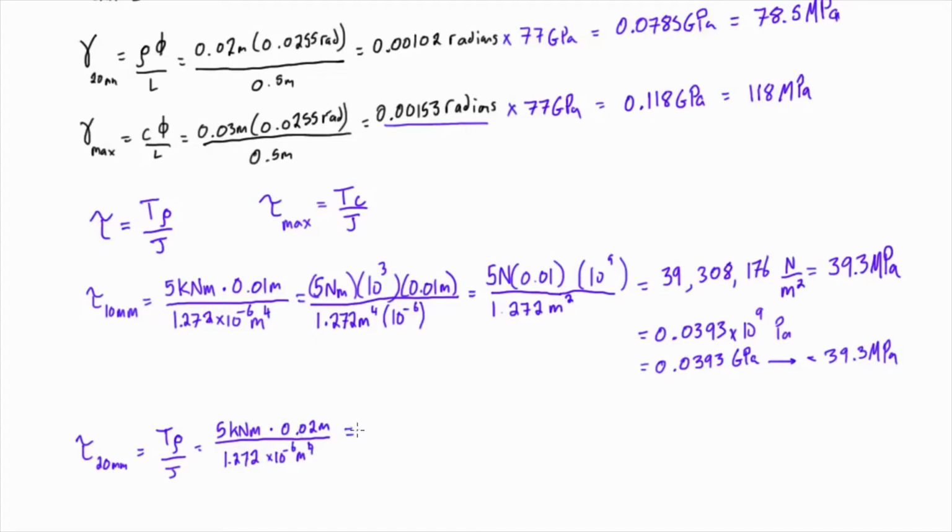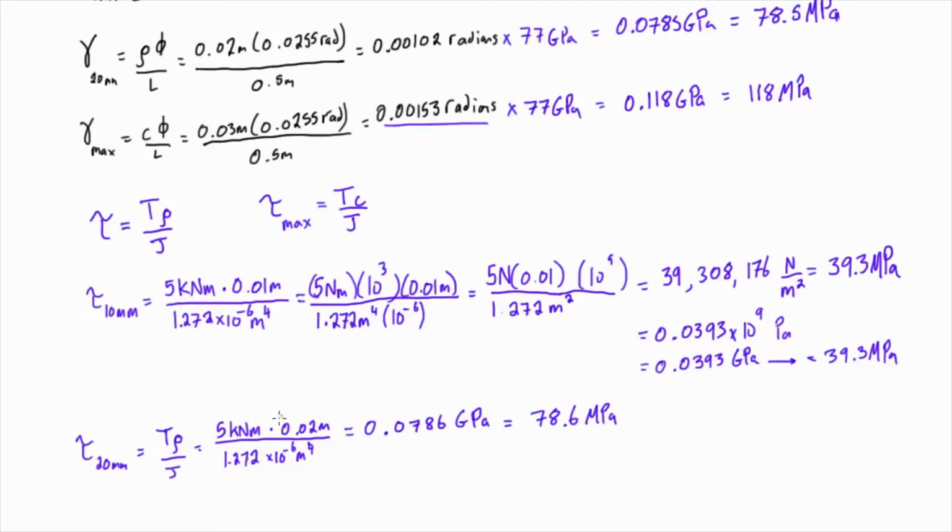And what we could do is skip all this unit stuff and just look and say, hey, when we multiply kilonewton meters by meters and divide by meters to the power of 4 times 10 to the negative 6, that's just going to return us a value that is in gigapascals. So if we just do 5 times 0.02 divided by 1.272, that gives us the answer of 0.0786 gigapascals. And we can convert that to megapascals by just multiplying by 1,000, and we get 78.6 megapascals.